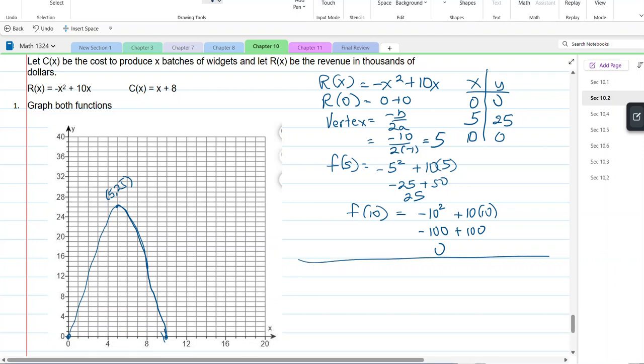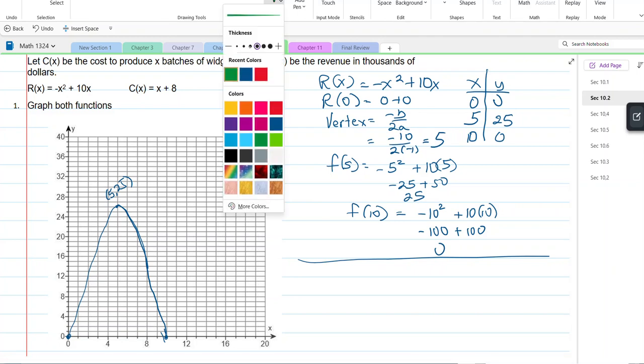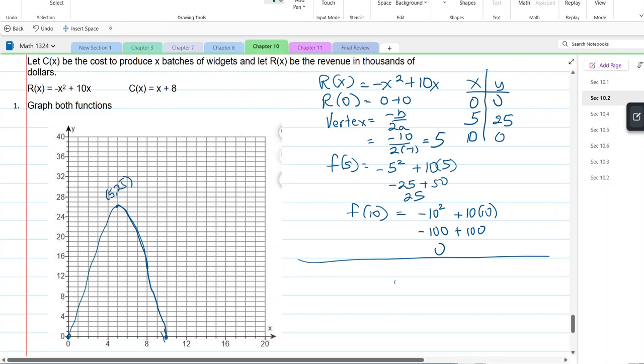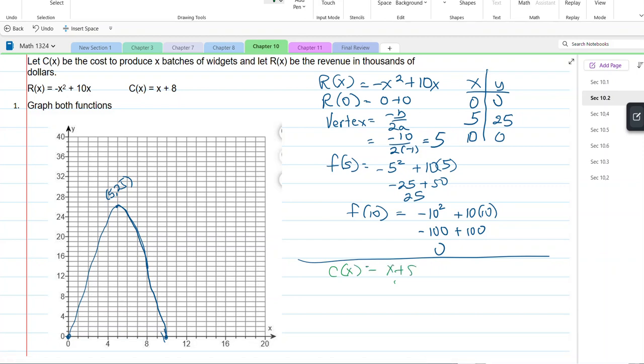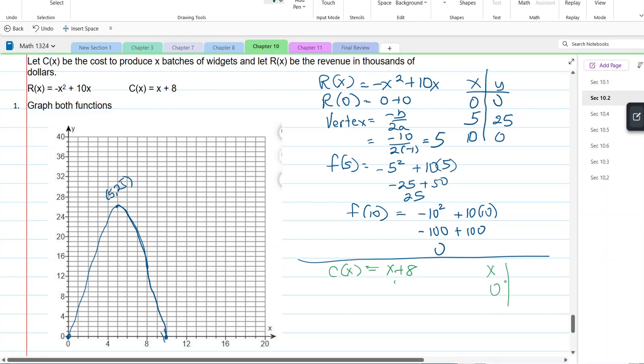Now I want to do my line. So I'm going to do the green. Okay, so c of x equals x plus 8. In c of x, if x is 0, then y is 8, so 0 and 8. Then let's do 5. Then I get 13.